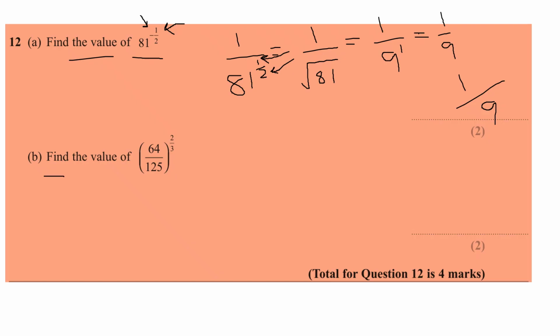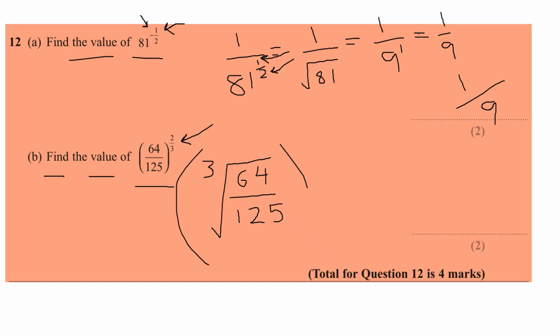Okay, part B, find the value of 64 over 125 all to the power of 2/3. So I've now got a pure fractional power, so no negatives. Here, I'm going to do the cube root. I'm going to do the third root of this fraction, and then I'm going to square it. So I root by the bottom and power by the top: root by the bottom, and then raise all this to the power of the numerator. Let's do it bit by bit.